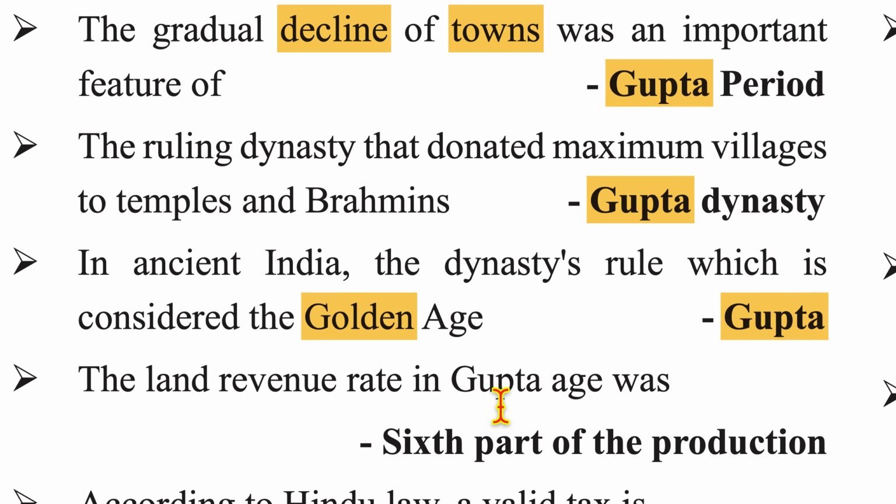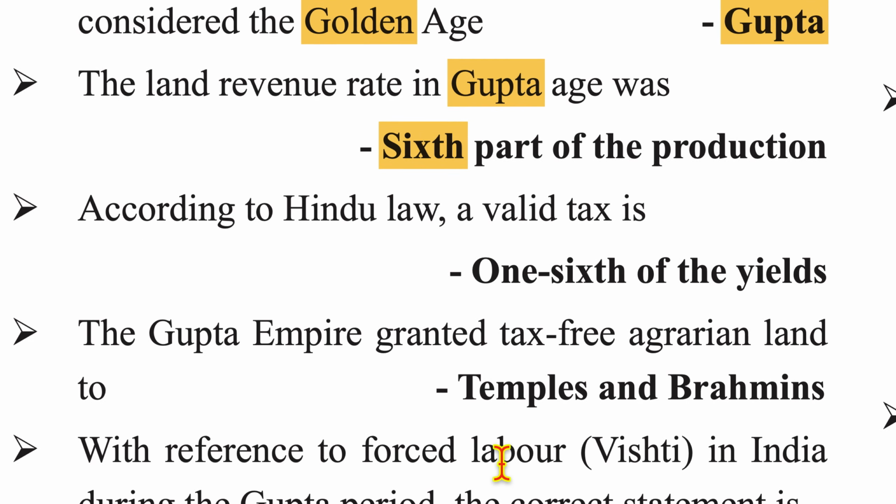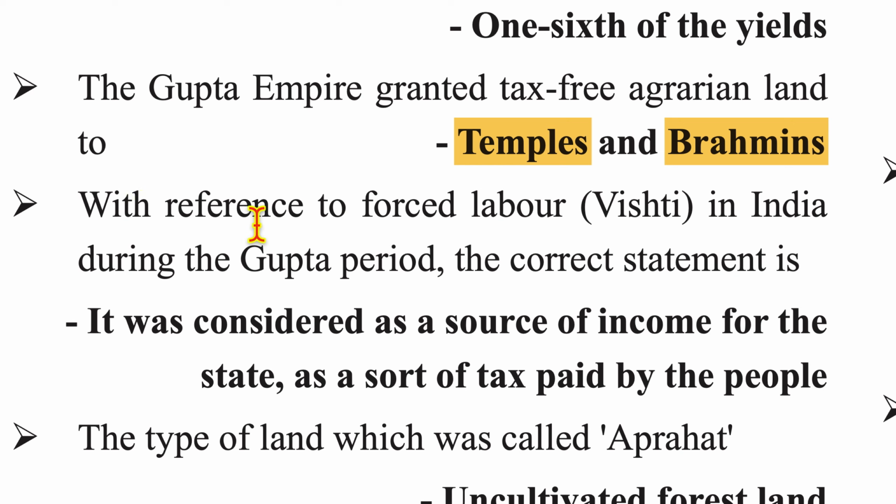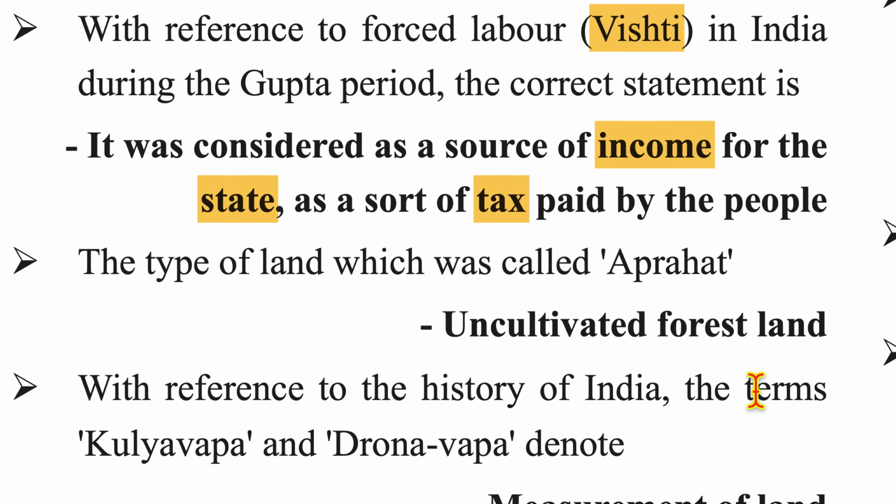The land revenue rate in the Gupta age was one sixth part of the production. The Gupta Empire granted tax-free agrarian land to temples and Brahmins. With reference to forced labor, that is Vishti, in India during the Gupta period, the correct statement is it was considered as a source of income for the state as a sort of tax paid by the people.